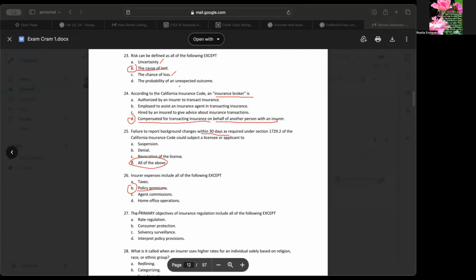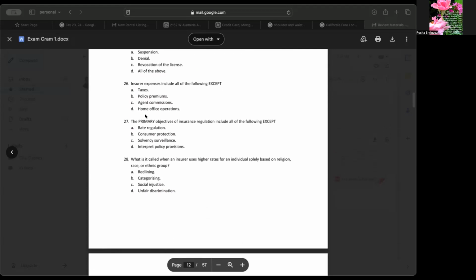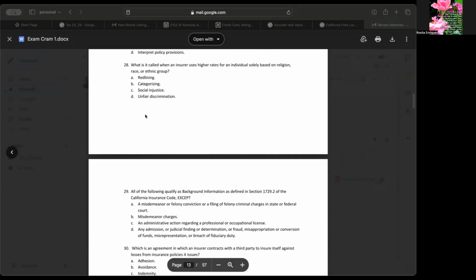Number 27, the primary objectives of insurance regulation include all of the following, except, the answer is D, interpret policy provisions. And 28. What is it called when an insurer uses higher rates for an individual solely based on religion, race, or ethnic group? That is correct. You got it. Unfair discrimination. No, no, no. Let's not fall into that. 29, letter B. 29, yes, it's letter B, misdemeanor.